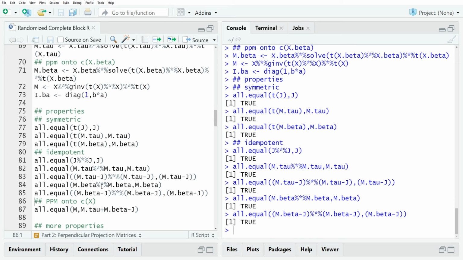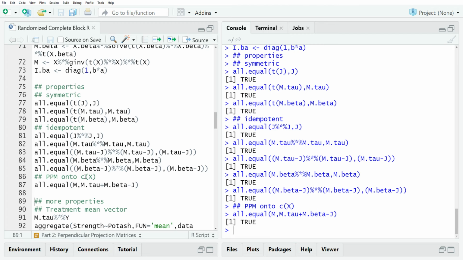Now this last one, we found the format of M, the perpendicular projection matrix from column space of X, and it ends up being M tau plus M beta minus J. And to show that they are equal, we compare them, M versus that M tau plus M beta minus J, and they are all equal.